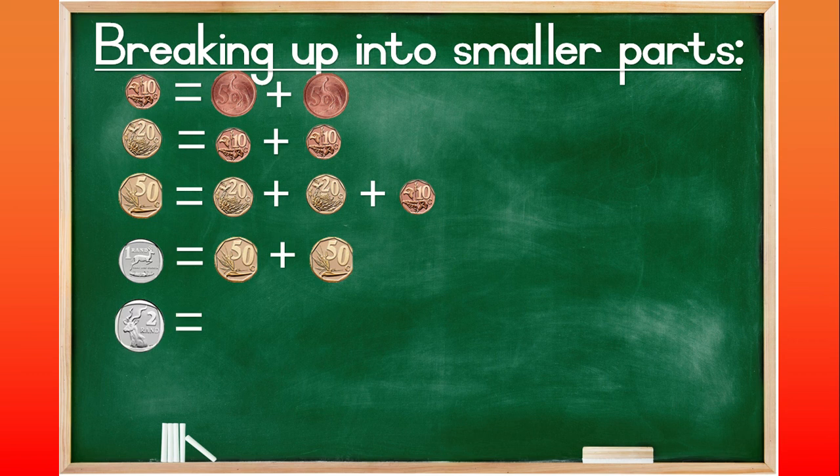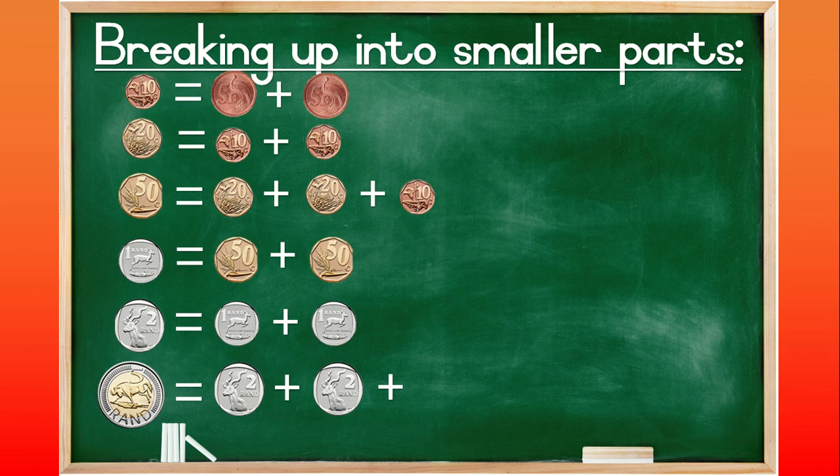2 rand can be made by adding 2 1 rands, and 5 rand can be made by adding 2 2 rands and 1 1 rand. This is the easiest way to break up the cents and the rands that are coins. As you can see, 2 50 cents is 100 cents. It gives me 1 rand.